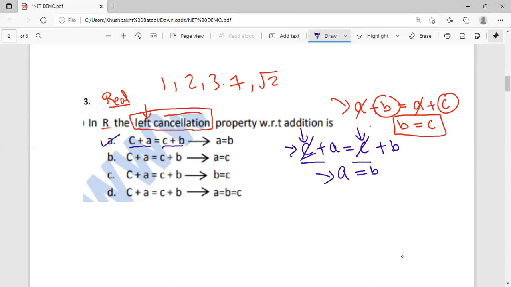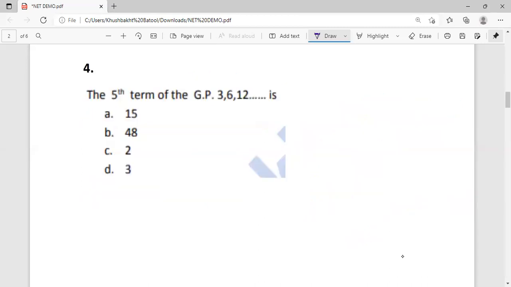Let's just look at the other options as well. Let's look at option B. Option B says C plus A equals C plus B, and this implies that A equals C. This is what they are giving me in the option. But in maths, you can cancel these C's and you will get A equals B. So definitely A is not equal to C. So this option is wrong. This is how you do left cancellation, and this is what left cancellation is. Are you clear with this? Yes. Okay, perfect.